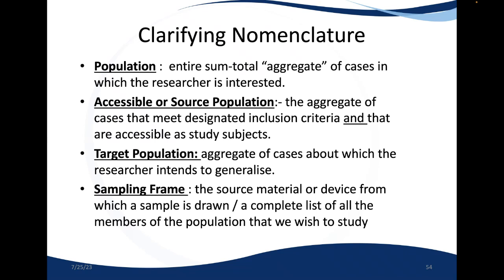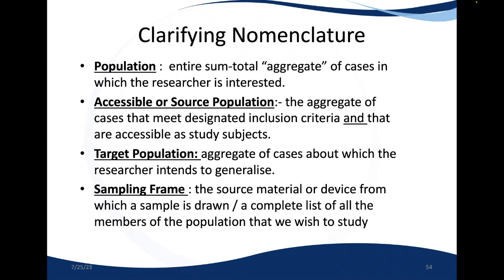And of course, if that population is taken from a list, a registration list of all the students at a university, then we call that list, the source material or device from where the sample is drawn, we call that list a sampling frame. So when someone says, what is your sampling frame for students at a university? It is the list of all the registered students that are there. What is the population? The population are the students who are registered, but the list from which you drew them is called the sampling frame.